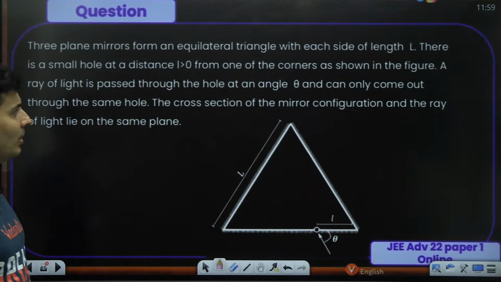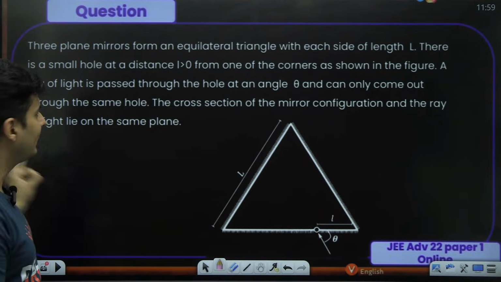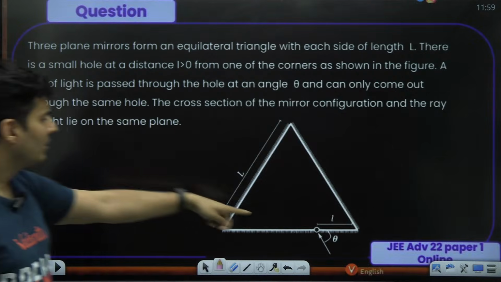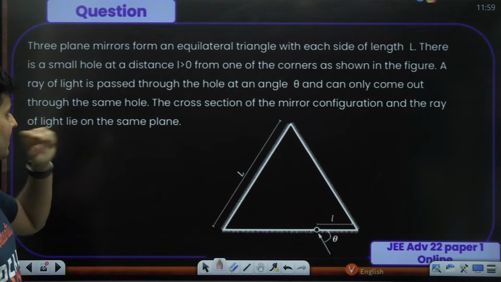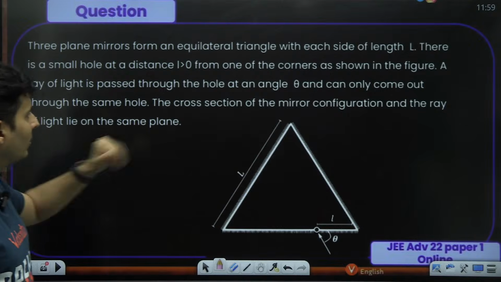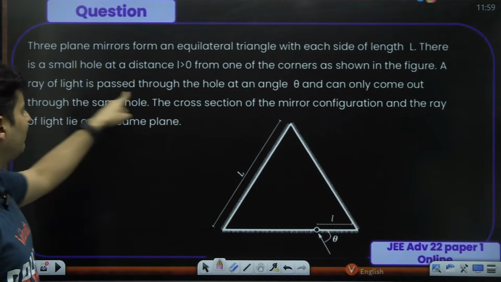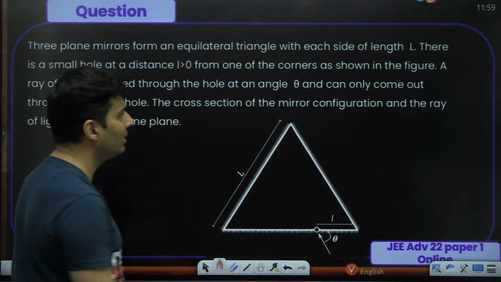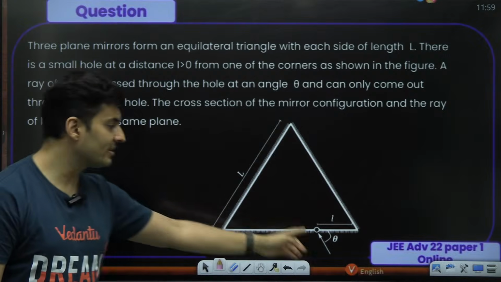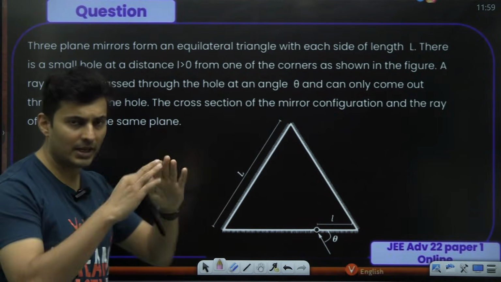Three plane mirrors form an equilateral triangle, each with side length L. There is a small hole over here, as you can see, at a distance l more than 0, okay? And light is passing through it at an angle theta and can only come out through that same hole because everything else is plane mirrors, okay?